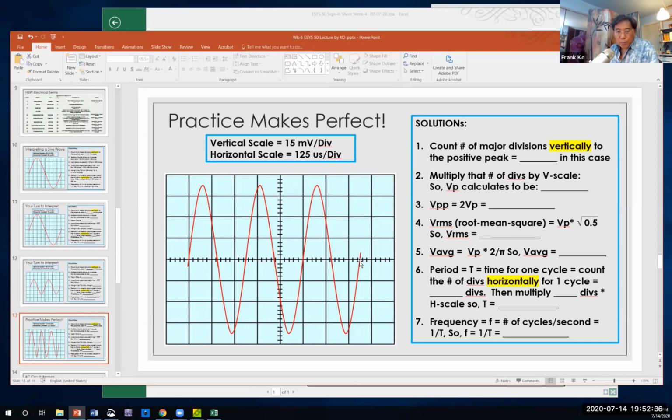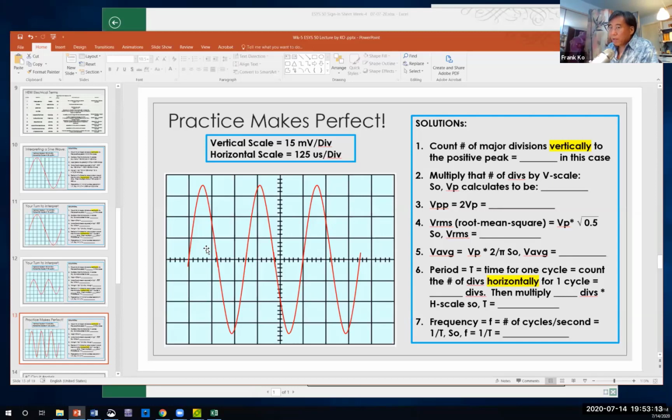So how do we interpret these waveforms? You want to start with step number 1. Kirsten, could you do number 1 and number 2 for us, please? Can you hear me? Yes, go ahead. We can hear you fine. You take the number of vertical divisions, which was 3.5, and then you multiply it by the vertical scale, which is 15 millivolts, and you should get 52.5 millivolts, right?